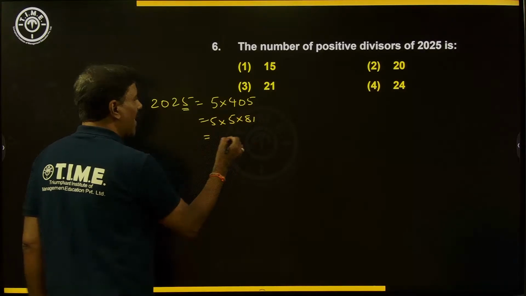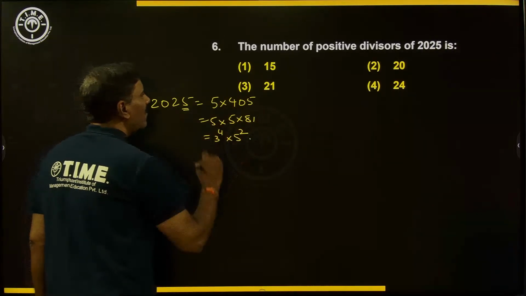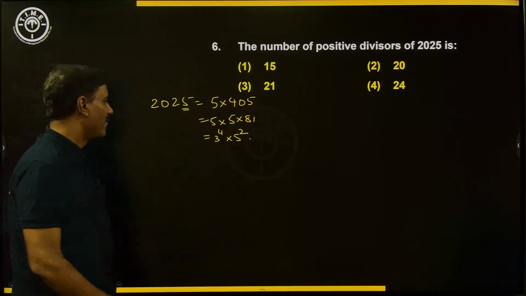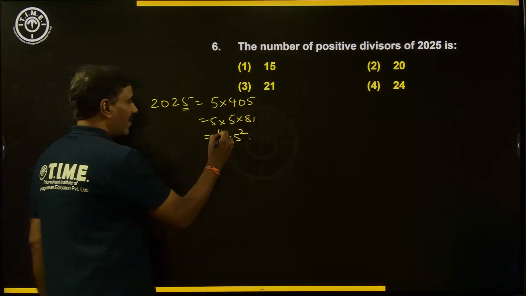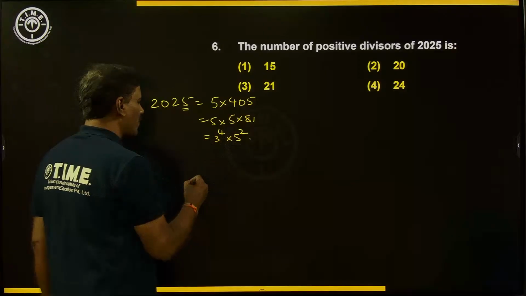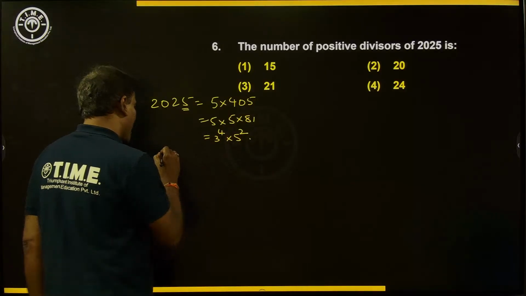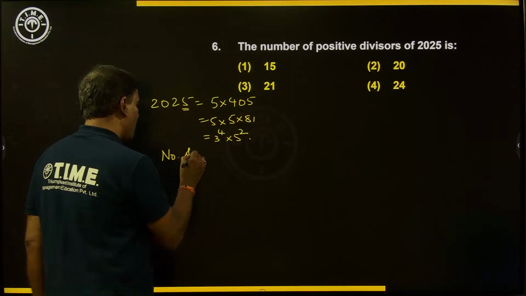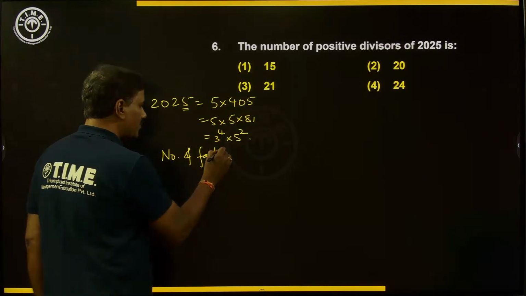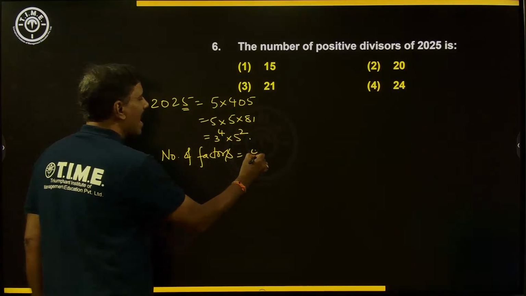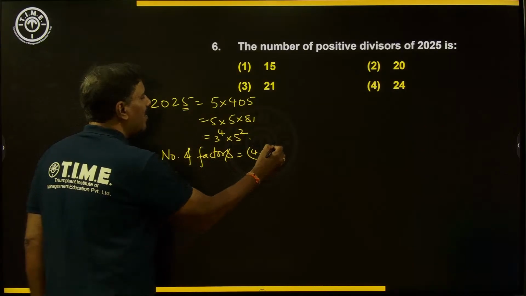81 times. 81 is 3 power 4, we can say. If you write it as a product of prime factors, it is 3 power 4 into 5 power 2. That is the prime factorization for this one. When we have the number expressed as a product of prime factors in this way, to find the number of factors, what we need to do is this.